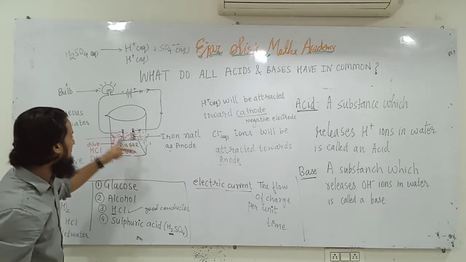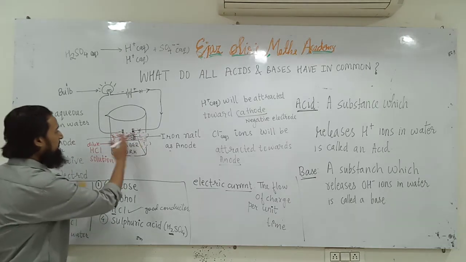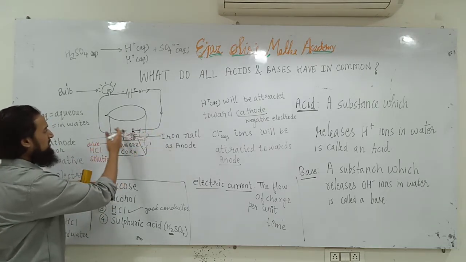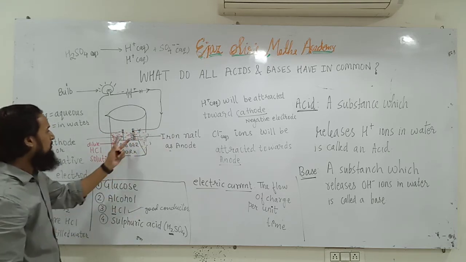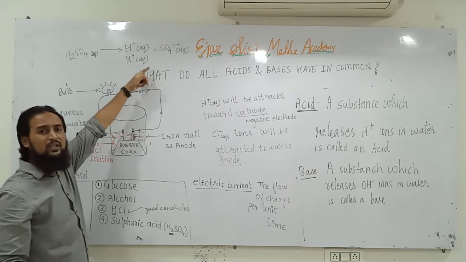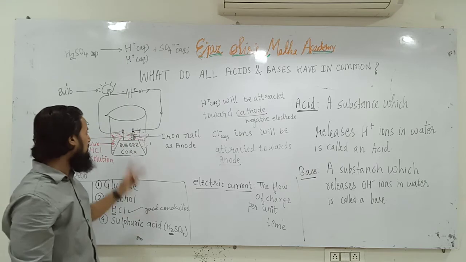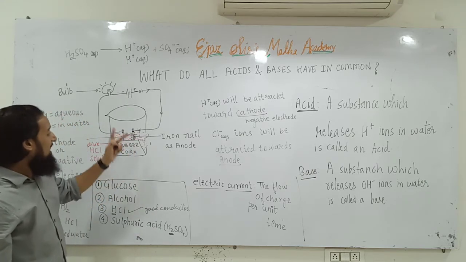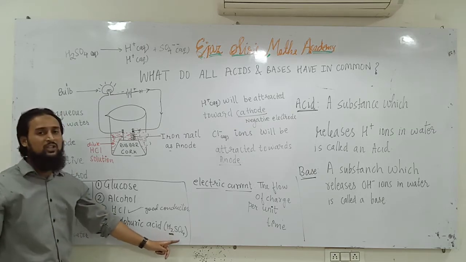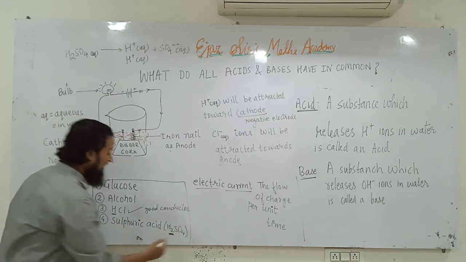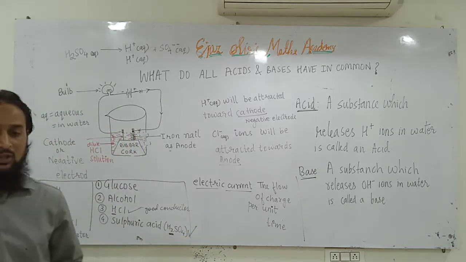Positive ions will be attracted towards the cathode and negative ions towards the anode, and there will be a flow of ions. Ions are charges, positive and negative charges. So there will be a flow of charges through the solution. So we can say that acidified sulfuric acid, a solution of sulfuric acid in water, is also a good conductor of electricity. Have you understood these two?